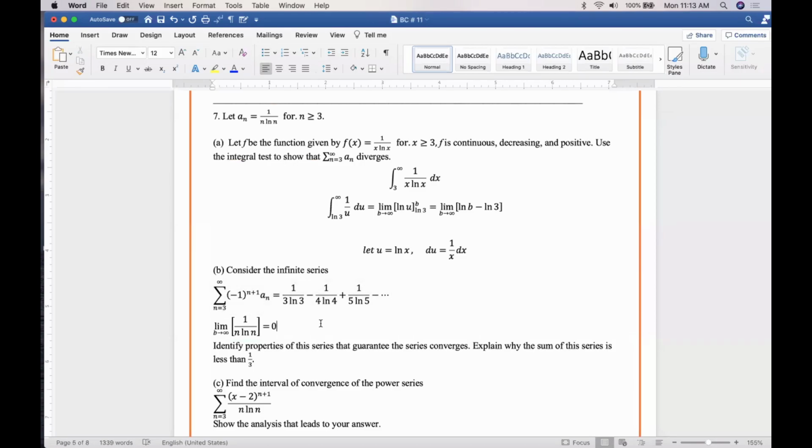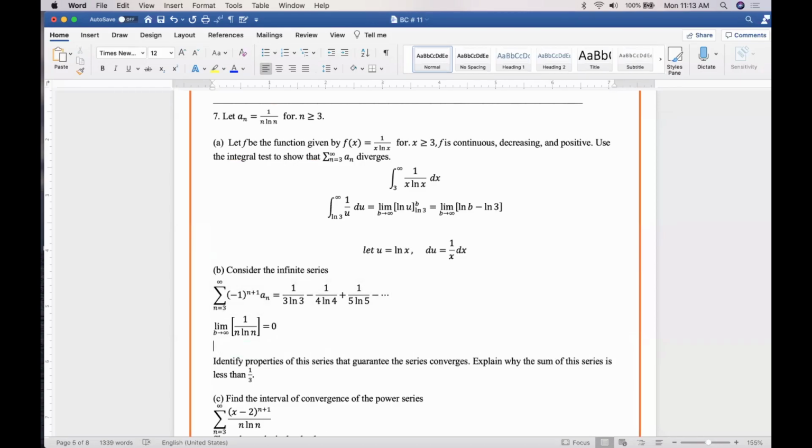So, one sentence after this stating, since the series is decreasing and the limit as n approaches infinity of a sub n equals 0, then the alternating series converges, right?